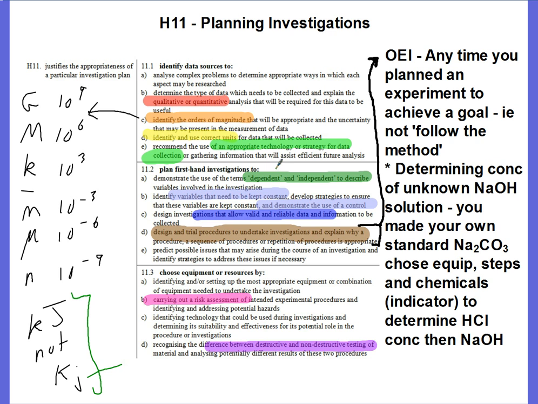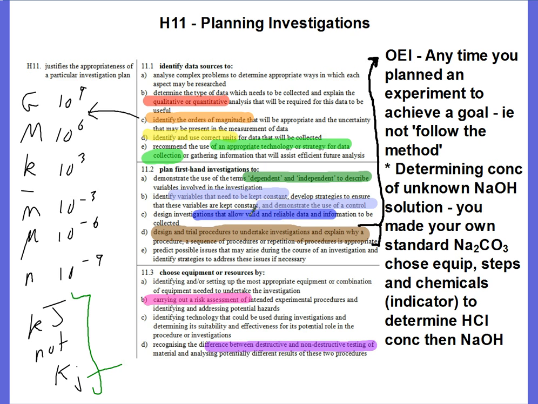This next section here, you need to understand the difference between dependent and independent variables. You need to be able to define them. You need to be able to identify what variables are kept constant in an investigation, and also know what a control is in an investigation. Where we use controls, things like the soft drink equilibrium experiment, we use those controls to account for any errors that occurred in the experiment.